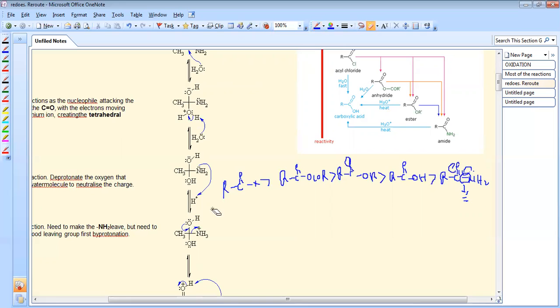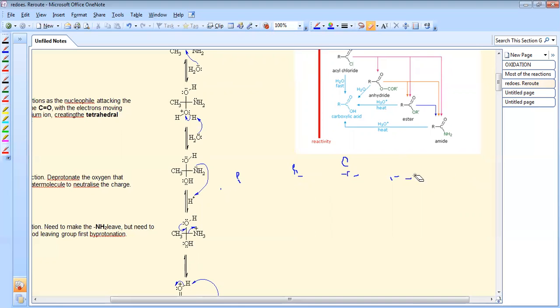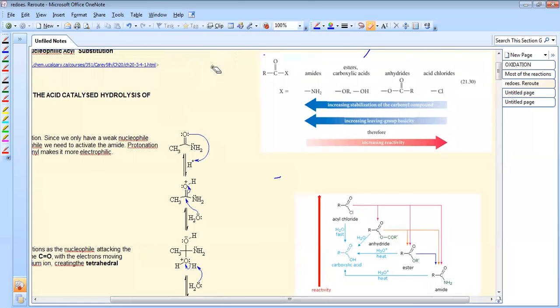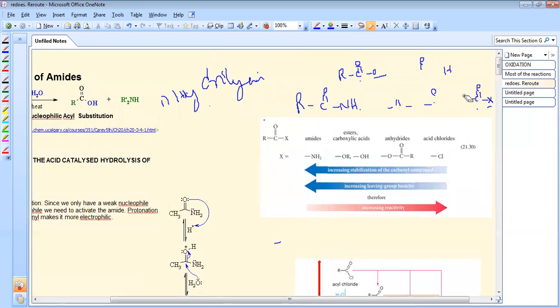Now let's see the hydrolysis reactions of esters. We have already discussed the hydrolysis reaction of esters in the preparation of carboxylic acids. So we can prepare carboxylic acid by hydrolyzing any of these acid derivatives.